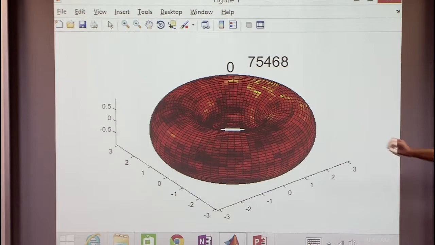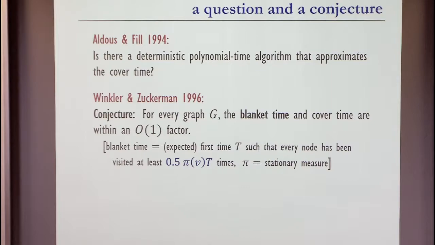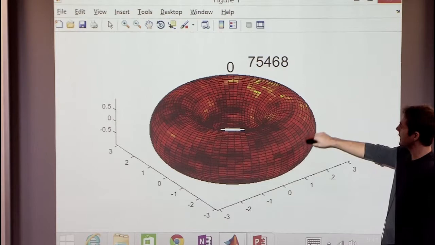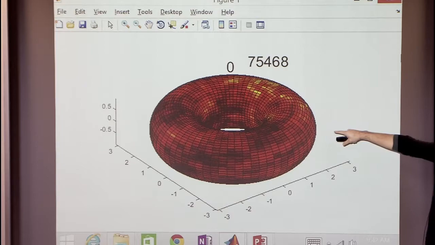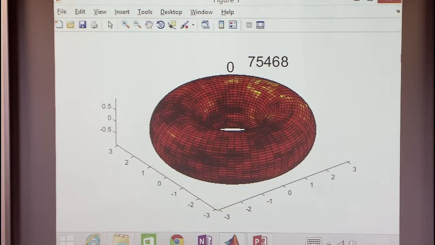Okay, so that's just a picture of the cover. What does the color mean? The coloring is just proportional to the number of times it was visited. So another thing that happens here is that at the cover time, many vertices were visited only a few times. There are some hot spots of vertices which were visited many times. The conjecture of Winkler and Zuckerman says that if we ran this for 150,000 steps, then the color should be very uniform after we finish.